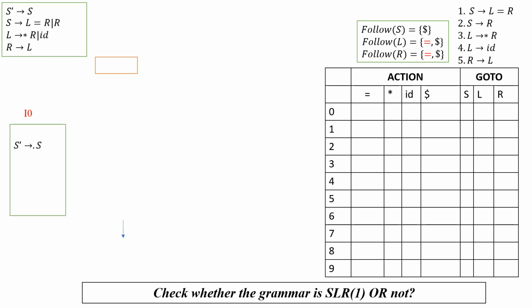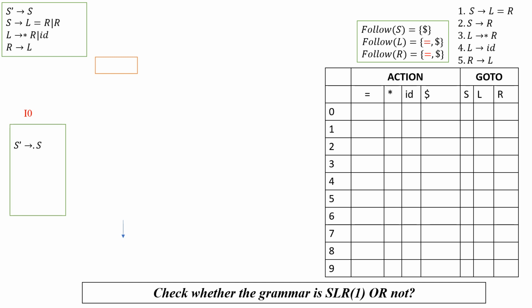So as I said, we have to find out the closure, right? So closure of capital S. Why? Because whatever the non-terminal, if the non-terminal is preceded by a dot, then we have to find out the closure. So this is not applicable for terminals, only for the non-terminal. Hence, we have a non-terminal capital S here. Therefore, we have to find out the closure of capital S.